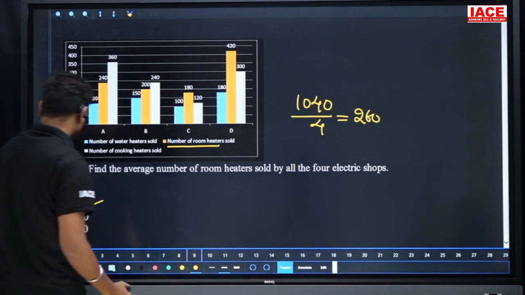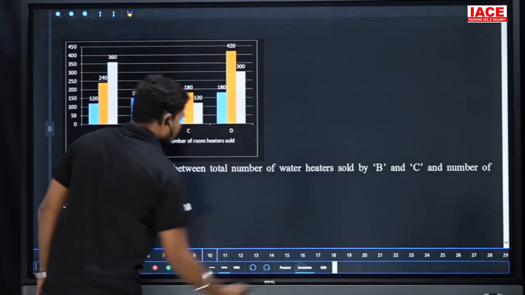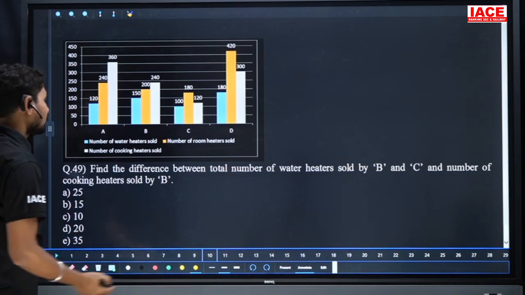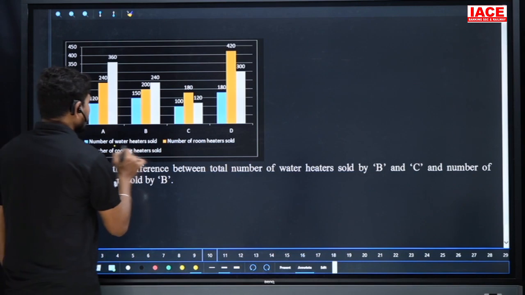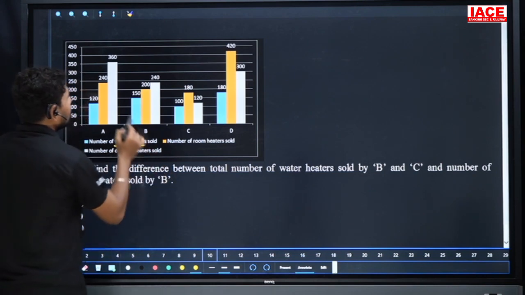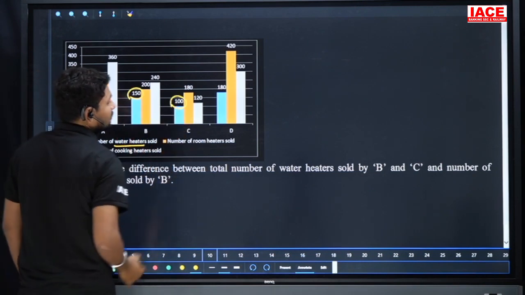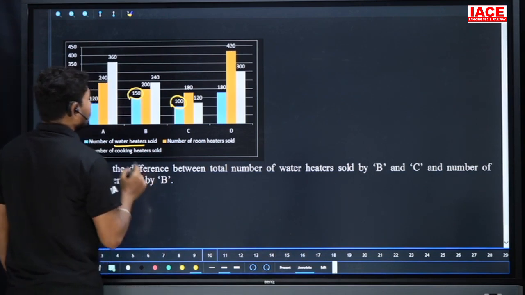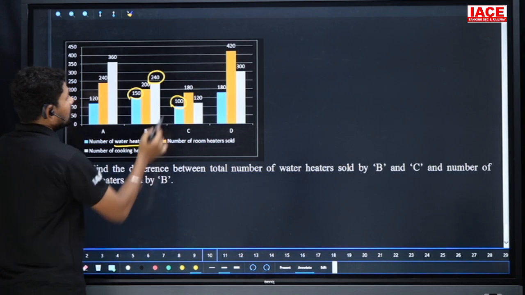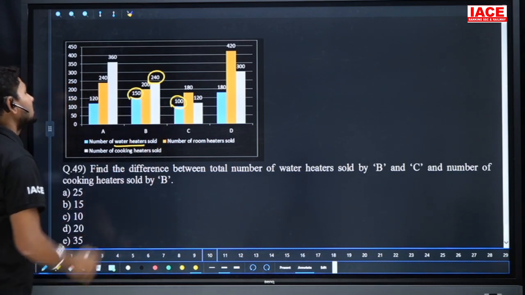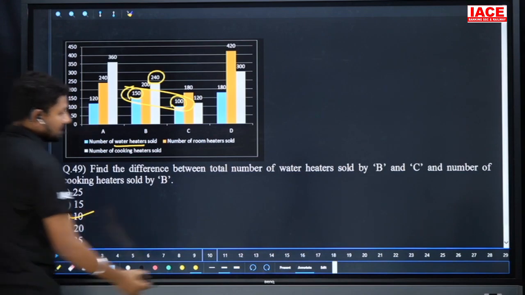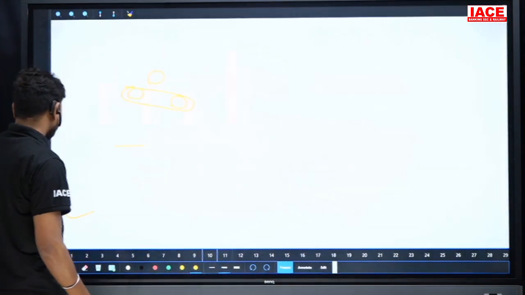So next one, the 49th question. Find the difference between the number of water heaters sold by B and C. Water heaters, particularly they are asking blue color. So B and C, 150 plus 100, it is 250. And the number of cooking heaters sold by B only is 240. The difference between 250 and 240 is 10. Option C here. And next one.